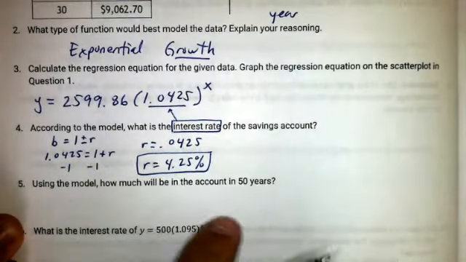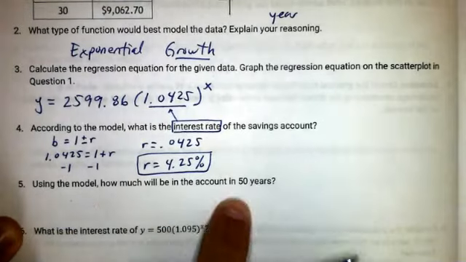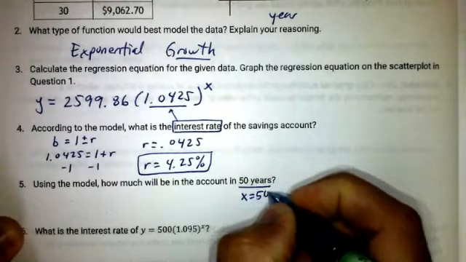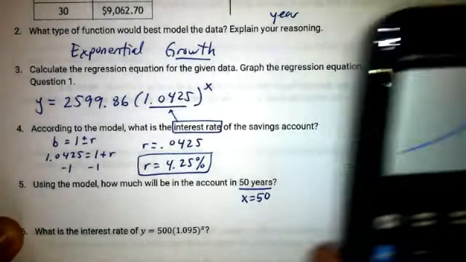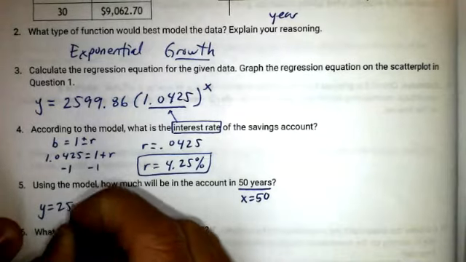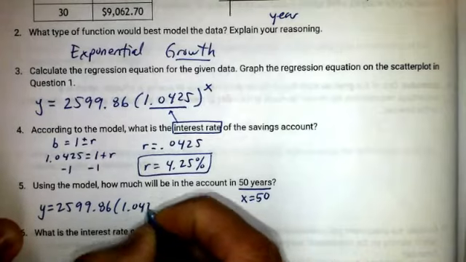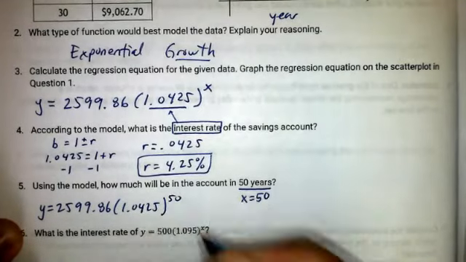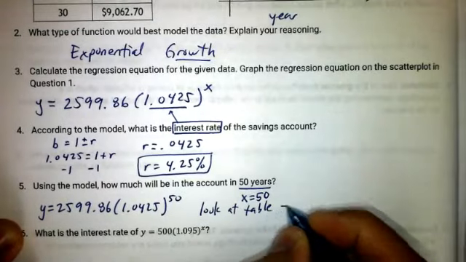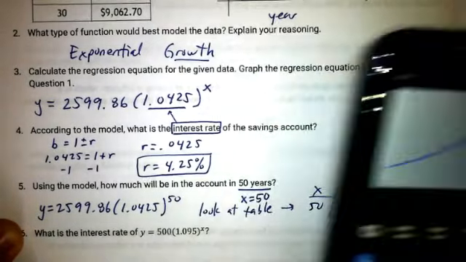That's a good thing to know there. And then we can use the model to figure out how much the account has in 50 years. This tells us that our time in years is 50. So I can either go look at my model, 2599.86 times 1.0425 raised to the power of 50, or I can look at my table where x is 50 and find the corresponding y value.